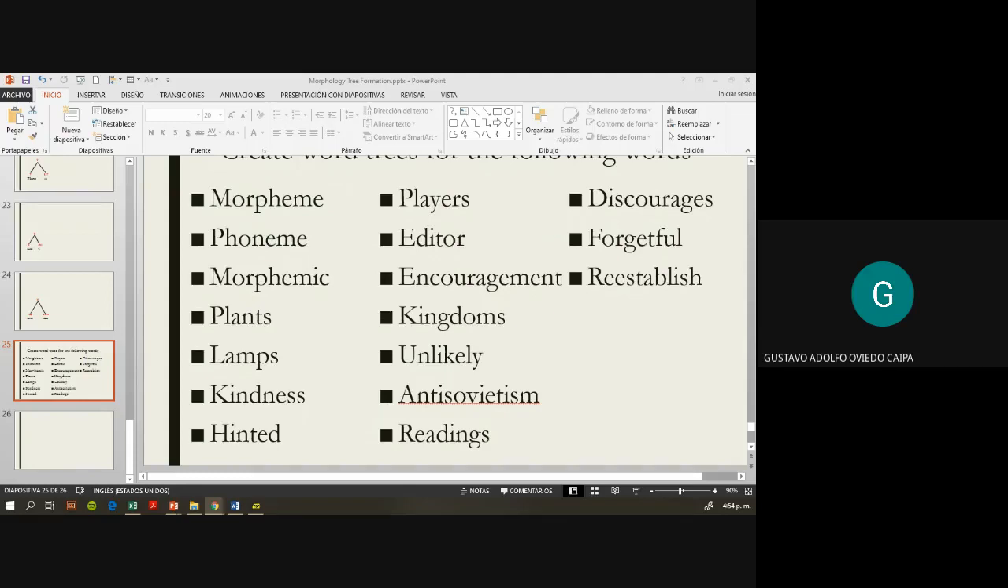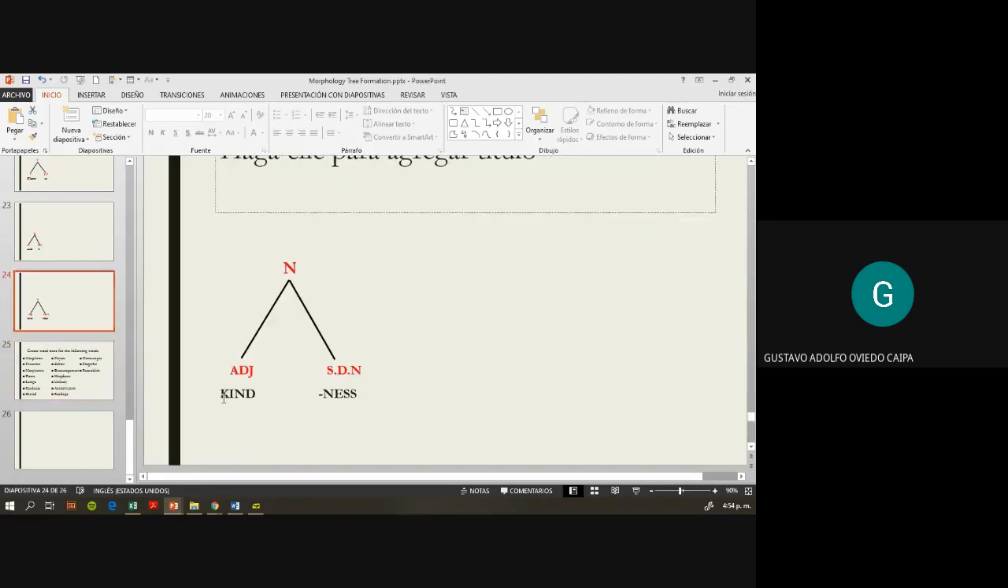Can you say that kind is a noun? You can say that kind is a noun, but not when it combines with ness, because normally ness doesn't really combine with other nouns, and the meaning of kindness is more related to the adjective kind. You need to pay attention to how those elements contribute to the complete word.